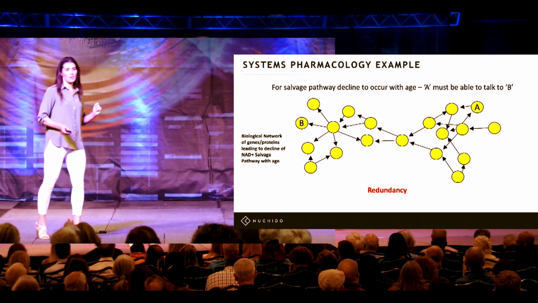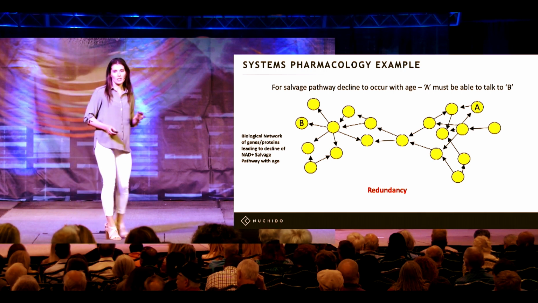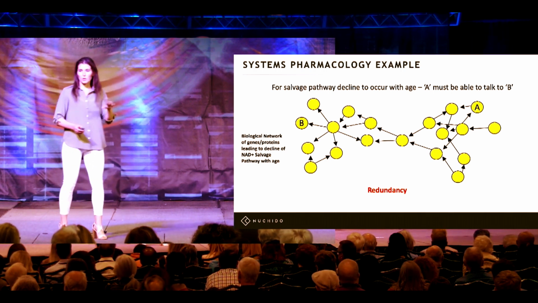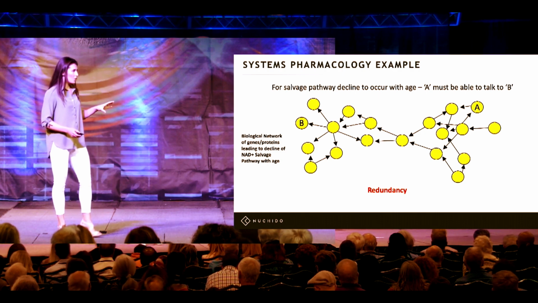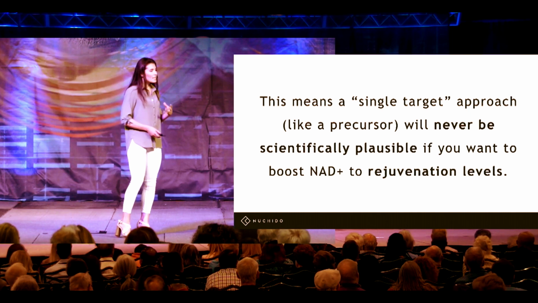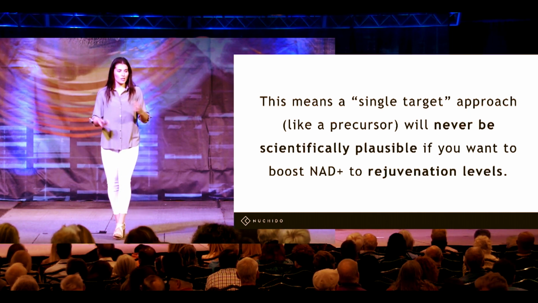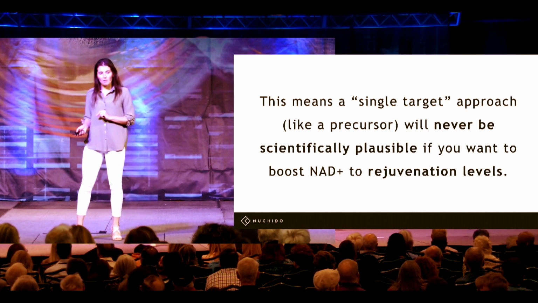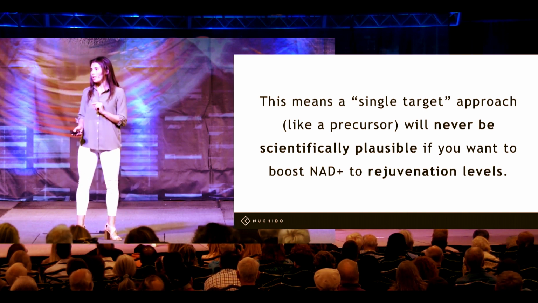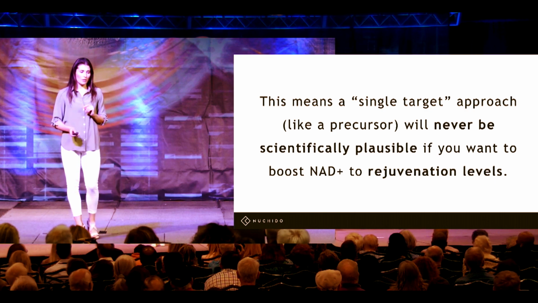It doesn't, because biology displays high levels of redundancy. It's made to withstand any impacts. Do just one thing, everything else keeps going. So this means a single target approach, such as a precursor, is never going to be scientifically plausible if you want to boost your NAD levels back up to rejuvenation levels.